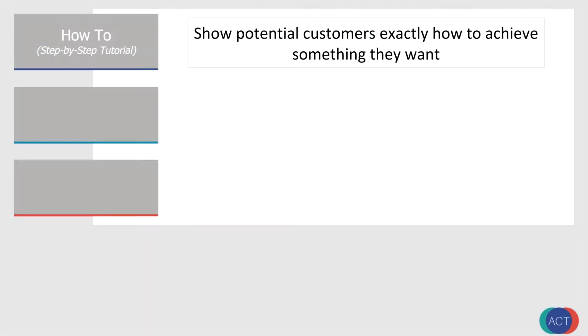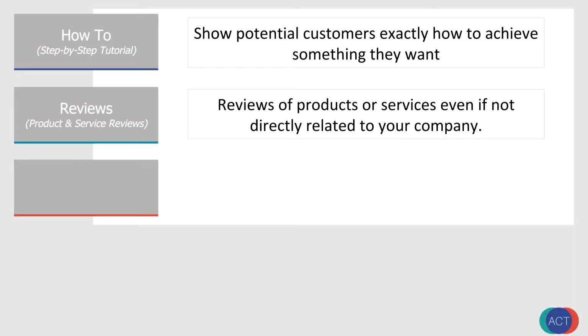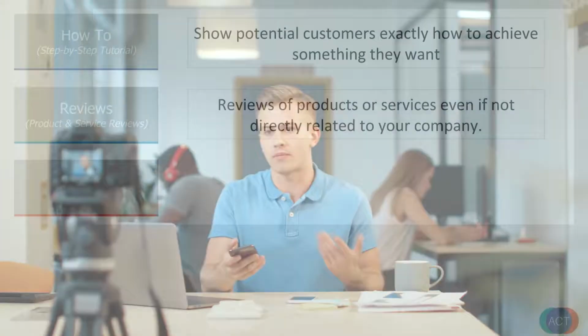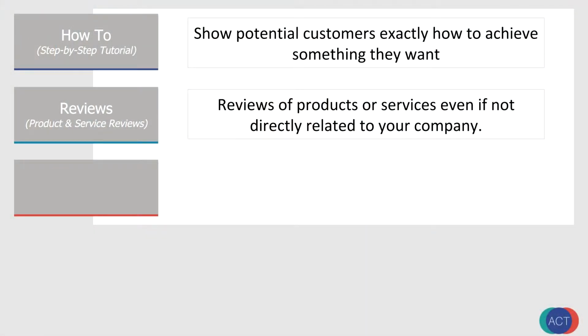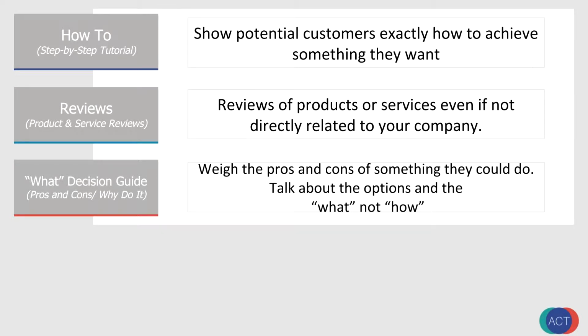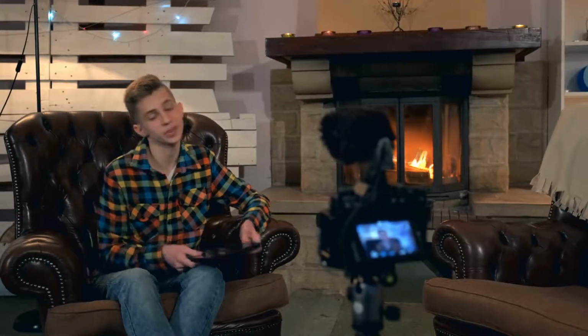Now, there are 3 different types. There's how-to, which is essentially a step-by-step tutorial. Reviews, which are reviews of products or services, even if they're not directly related to your company, as long as the review would be valuable to your ideal customer. We'll get to that in a moment. And then the final type is what we call a decision guide, where you weigh the pros and cons of a decision or a fork in the road that your ideal customer or prospect might have, and really just talk them through how to make the decision and how their lives might be better or worse as a result of taking certain actions.